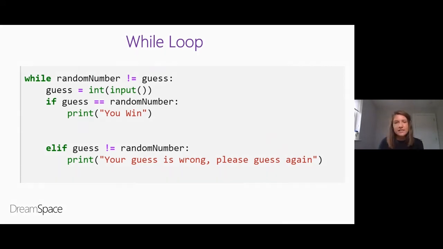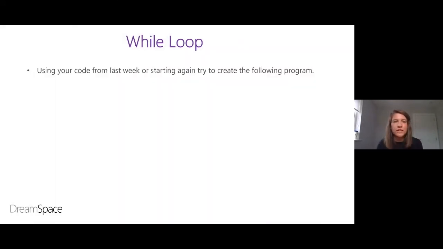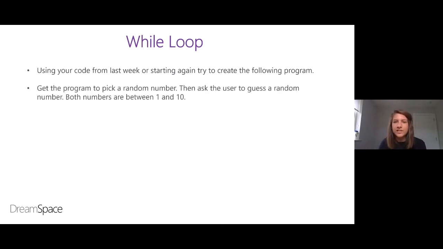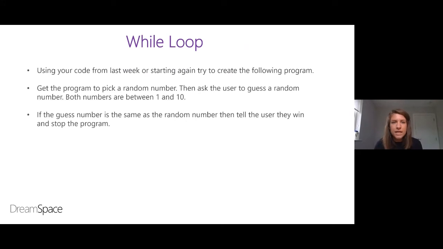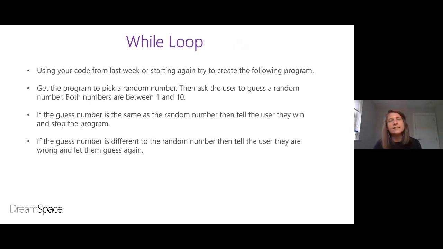So this is kind of what this was doing, right? We were using our code to pick a random number, asking it to generate one between 1 and 10. Get the user to guess the number, and it'll tell them if they win and stop the program, or if it's wrong, it'll tell them they're wrong, and then they have to keep going until they get it right. So they keep going and guess again.